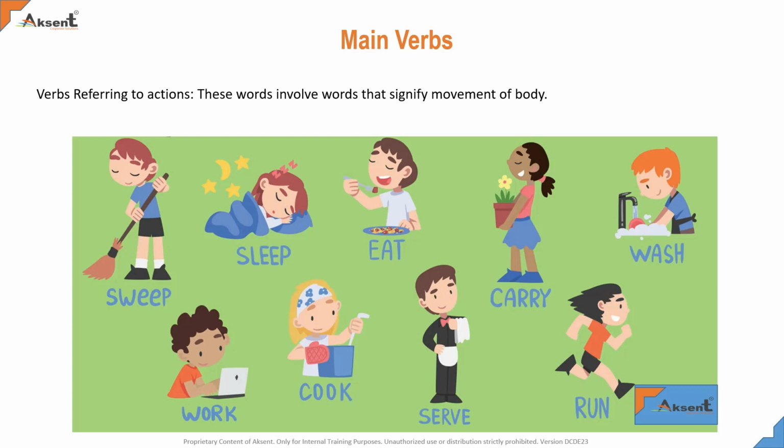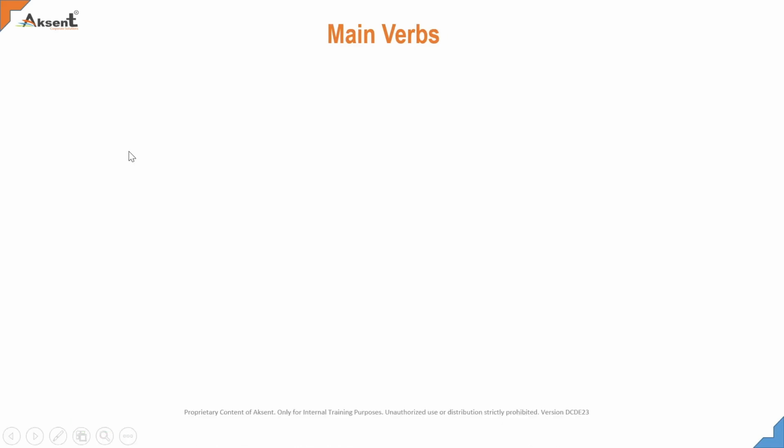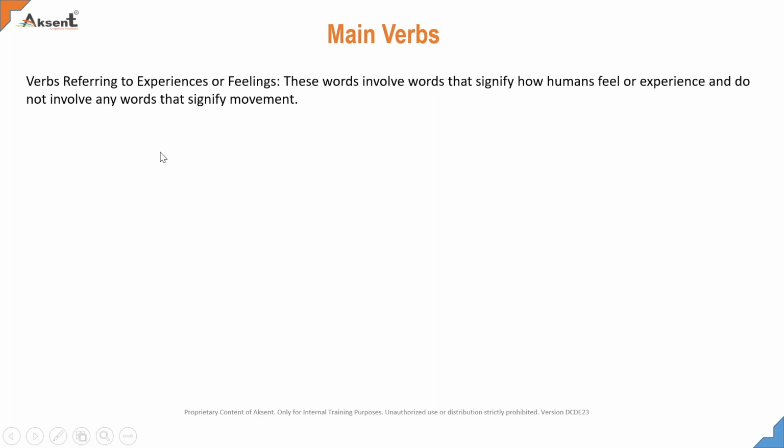Only the physical movements are called main verbs? No, it is not like that. We have another verb referring to experiences or feelings. So these words involve words that signify how humans feel or experience and do not involve any words that signify movement. So நம்ம anger, happy, sad இந்த மாதிரி emotions convey பண்றதுக்கும் நம்ம ஒரு சில words use பண்ணுவோம் and they also fall under the category of main verbs.